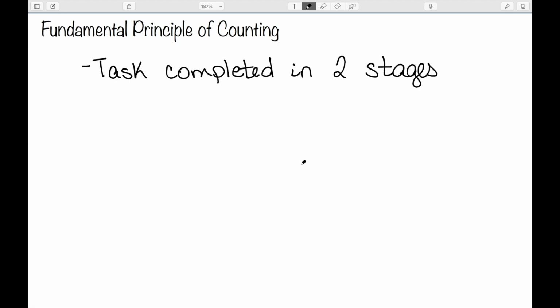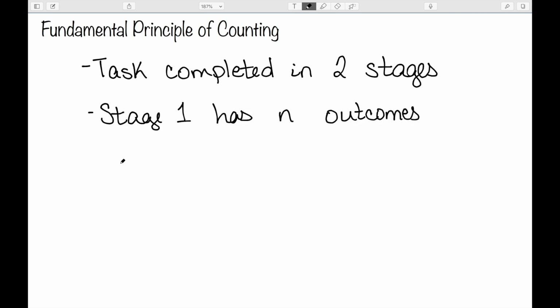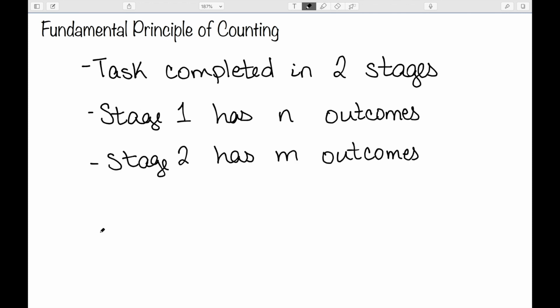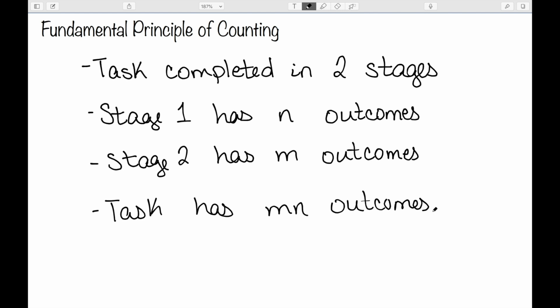For the fundamental principle of counting, we need to consider a task that can be completed in 2 stages. Let's suppose the first stage, stage 1, has n possible outcomes, and stage 2 has m outcomes. The fundamental principle of counting then says that the total task has m times n possible outcomes. So let's look at examples of this.